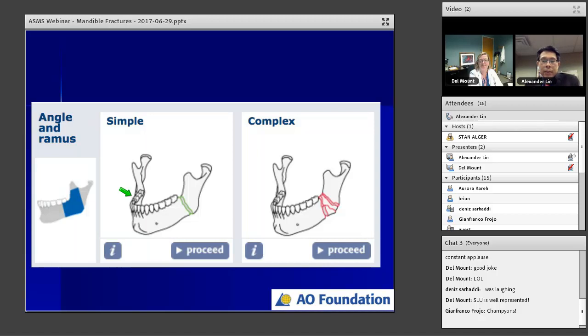The angle and the ramus. So for the angle and the ramus, we finally get to enjoy the fruits of Champy's experiments in osteosynthesis. And this is really fun. We don't have time to go through it, but there's the history of understanding these fractures and the war between AO principles of rigid fixation and Champy's principles of mini plates and osteosynthesis.